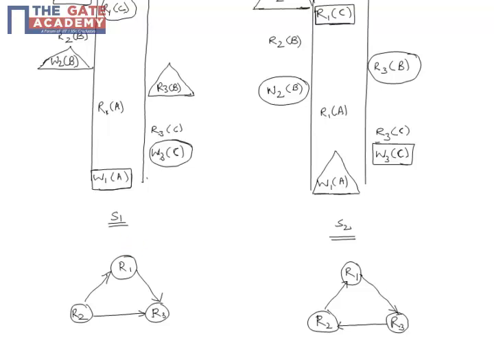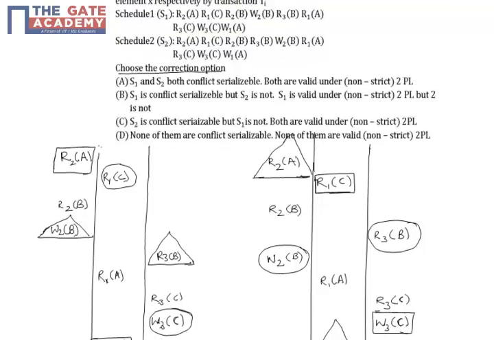As can be seen from this graph, the precedence graph for S1 does not have any cycle. So, we can say that S1 is conflict serializable. However, for schedule S2, the precedence graph contains a cycle. Hence, schedule S2 is not a conflict serializable schedule. Now, if we look at the options, only option B has the correct information, that is, schedule S1 is conflict serializable but S2 is not, and S1 is valid under the non-strict two-phase locking protocol but S2 is not.